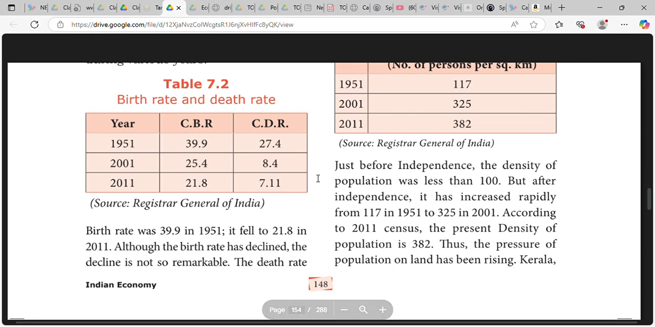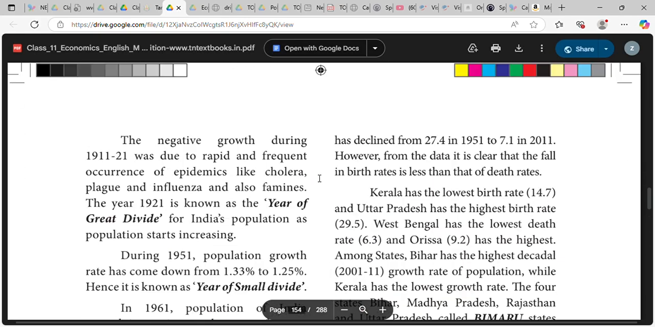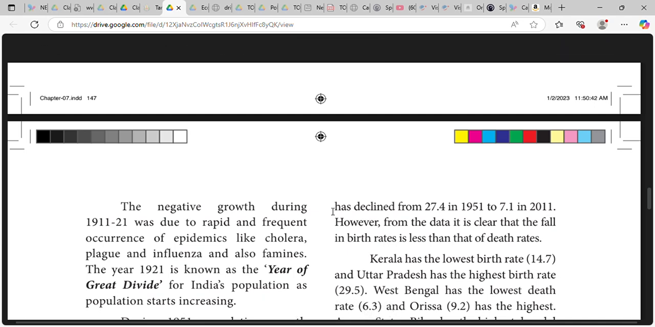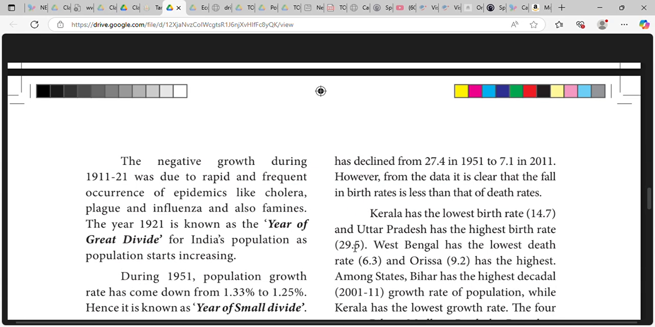The birth rate has declined. The decline is not so remarkable. The death rate has declined from 27.4 in 1951 to 7.1 in 2011. However, from the data it is clear that the fall in birth rates is less than that of death rates.